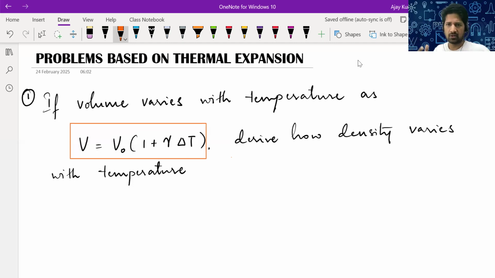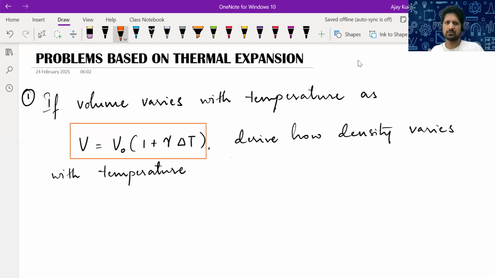Now, as you raise or decrease the temperature, the mass of the object is not going to change. Its volume may increase or decrease depending on what you do to the temperature. So, mass remaining same and volume changing means density changing. Okay. So, I want you to derive how density varies with temperature. Okay. You can assume mass is m. Okay. It will remain the same.